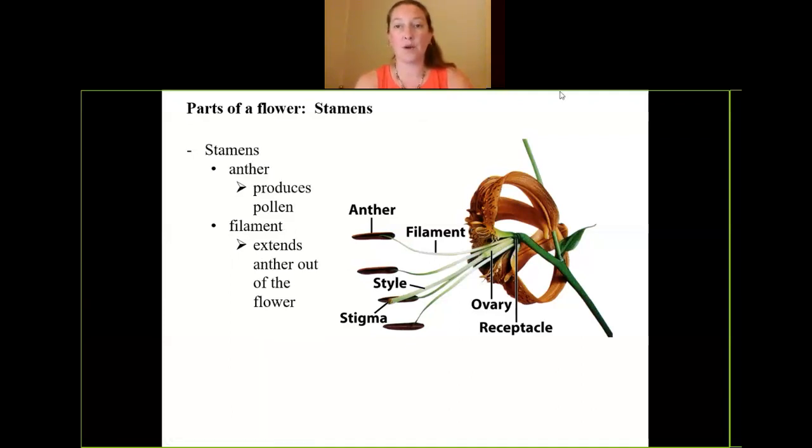Stamens have fewer parts, but still very important. So the anther, if you've ever gotten lilies delivered or bought lilies for someone, after a while, it starts to shed all this. Sorry, hold on, sirens.